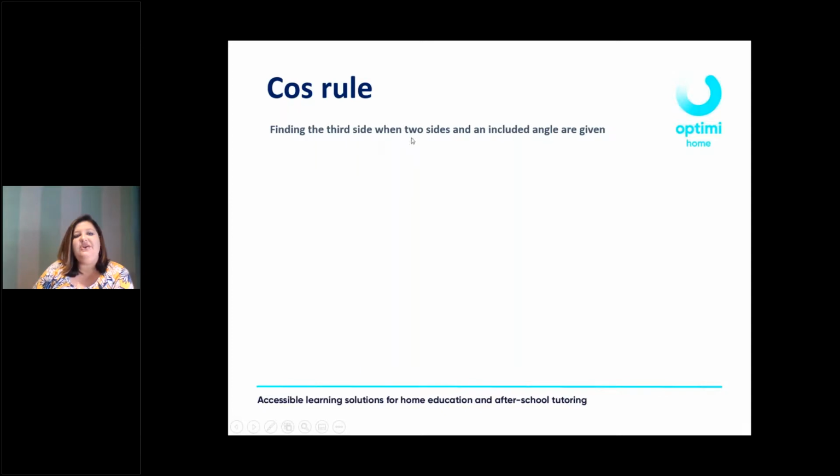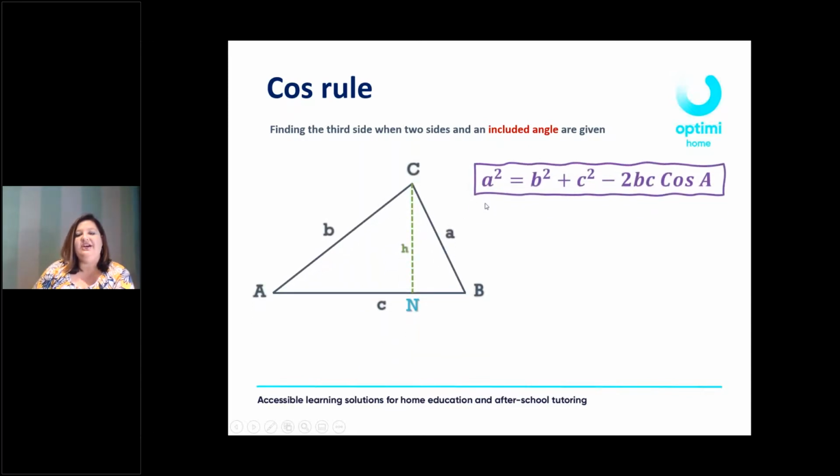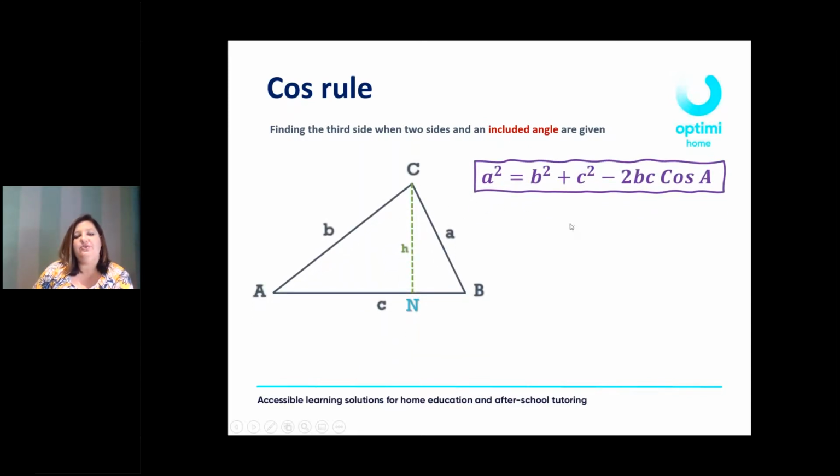Right, so you're going to use it when you have two sides and an included angle given. So again, you're going to look at the information that is given to you in your question. Do I have an included angle with two sides, or do I have a non-included angle and two sides? Right, so what makes it different than the sine rule is that I'm working with an included angle over here. Right, so this is what the Cos rule looks like. I'm just going to talk through it with you.